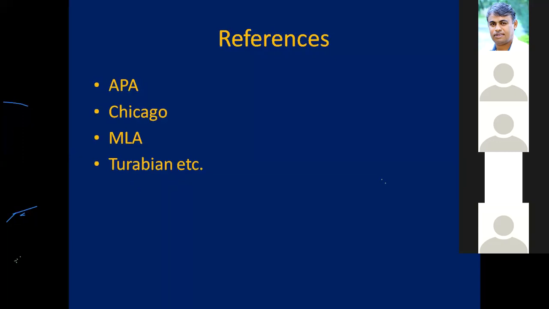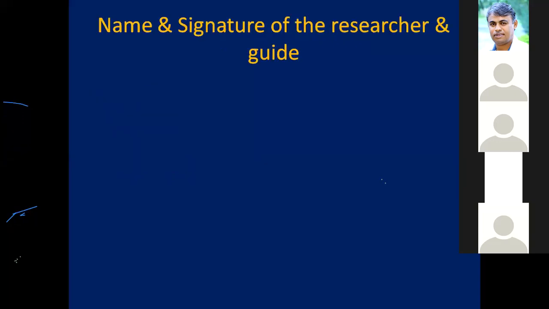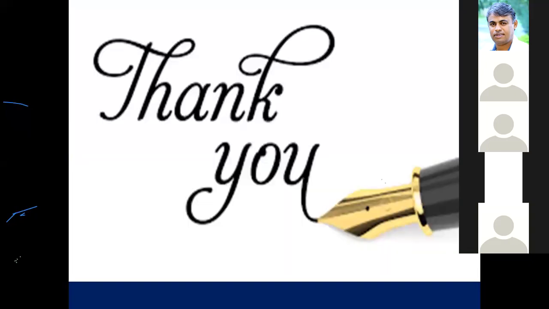The reference style is APA, Chicago, MLA, Turabian, or IEEE. According to that, put your references. And at the end of the year, there should be name and signature of the guide and researcher. Remember, in the proposal. So this is in a general way, the research proposal that you have to present to the university after the result outcome.